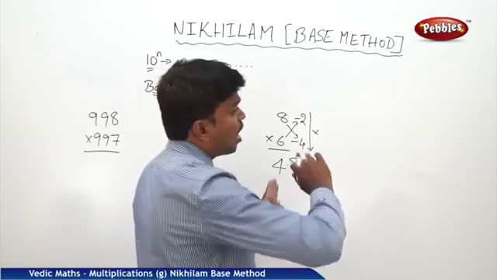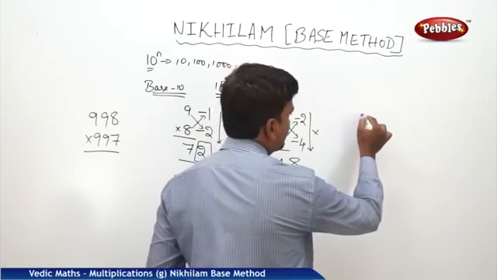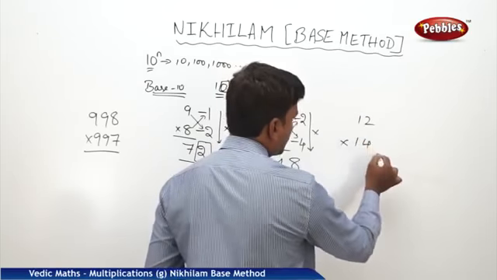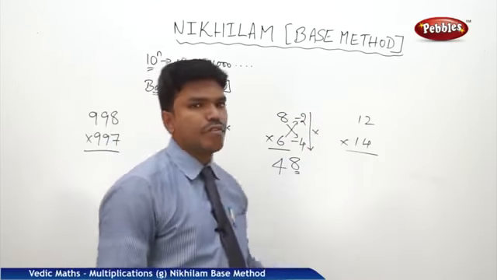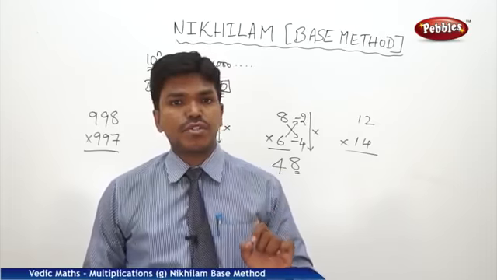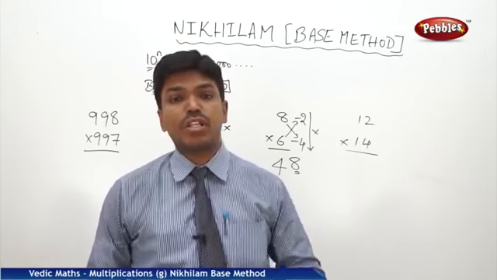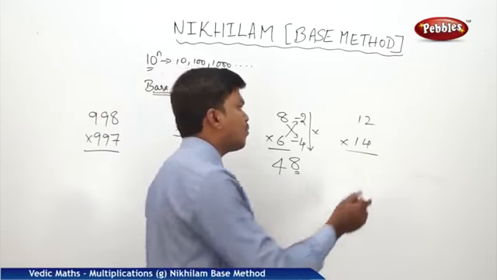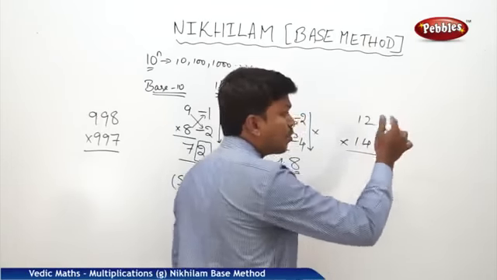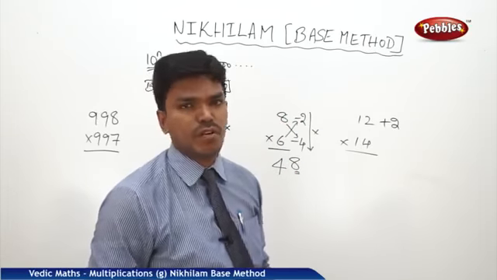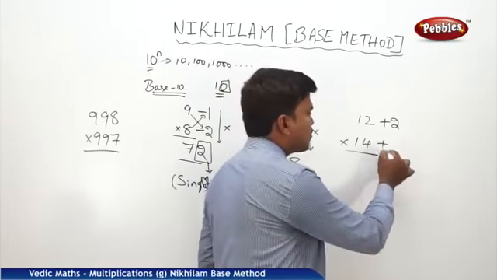Now we'll go for the above the base. For example, let us take 12 into 14. This time, tell me, is 12 more than the base 10 or not? Yes, they are more than 10. Since they are more, I am putting plus here. How much more? 2. Similarly 14, is it more than the base or not? Yes, it is more. So just put a plus symbol here.